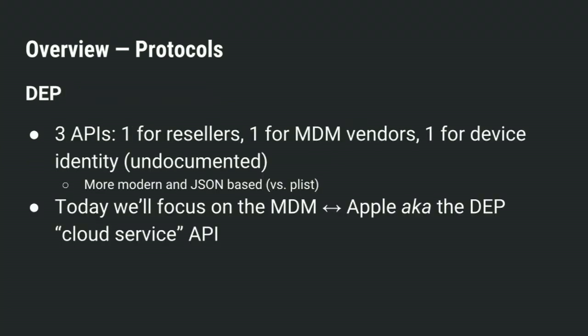All right, DEP. There's actually 3 separate APIs related to DEP. One for resellers, one for MDM vendors, and one for the device itself to prove its device identity, which is undocumented. The nice thing about all these is they're more modern APIs. They use JSON, no plists. And today we're only going to be focusing on that middle one there, the MDM to Apple communication. Between the MDM vendor product and the DEP Cloud Service API.